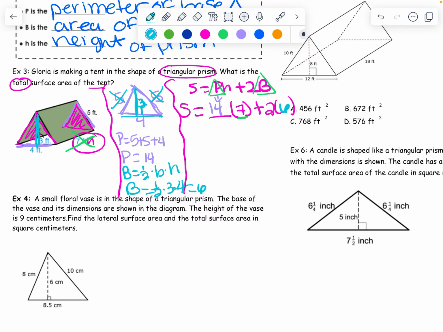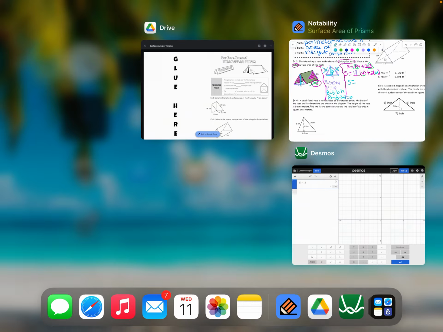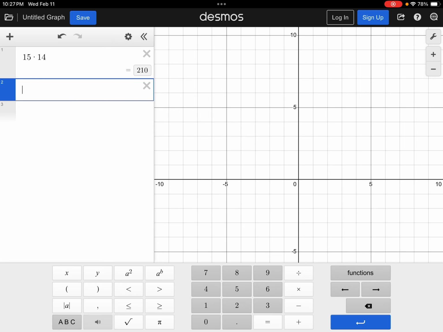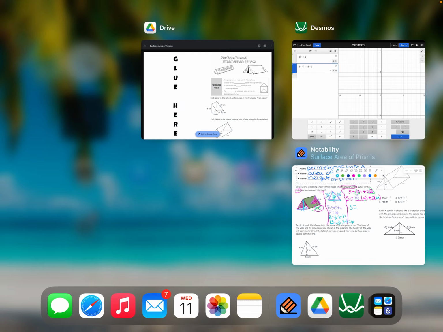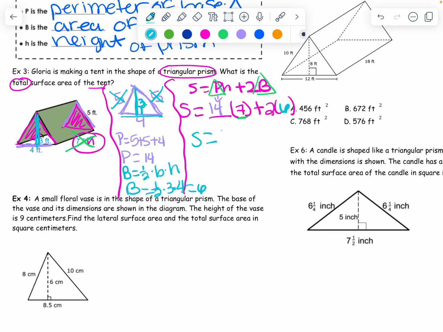Okay, now that I have everything that I need, I'm just going to put all the numbers in my decimals. And then I'm going to get my answer. Okay, so then I'm going to put 14 times 7 plus 2 times 6. So my total surface area for this triangular prism is going to be 110 feet squared.